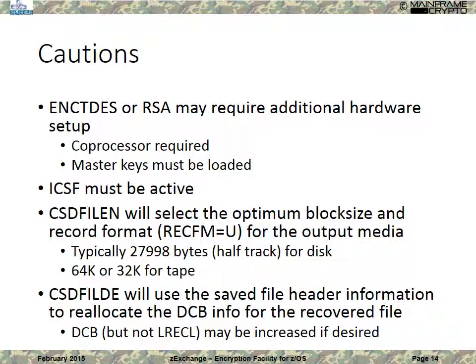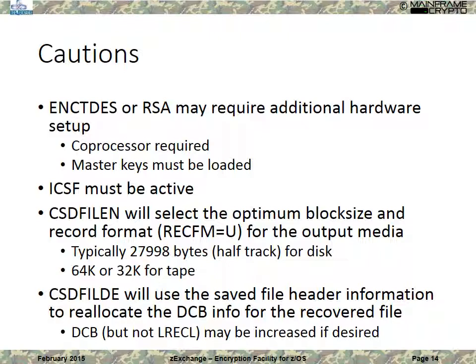I didn't really touch on it, and I probably should have. When you encrypt the file, the encryption facility will decide the appropriate DCB information for the output file. And typically it's going to use half tracks if you're writing to disk, or it's going to use 64K or 32K if you're writing to tape in terms of the block size. You don't have any choice over that.